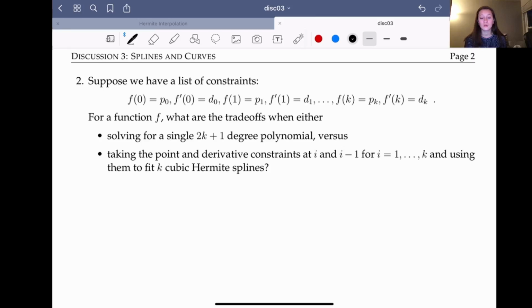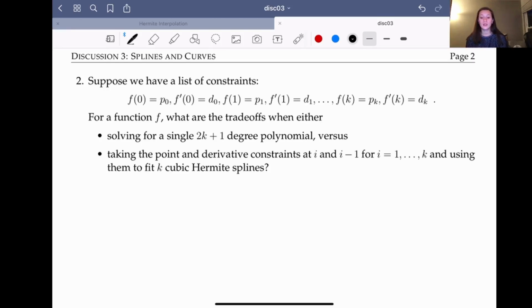Whereas if we solve for k-cubic Hermite splines, then we can change one of these control points and only affect that section or that one cubic Hermite spline.